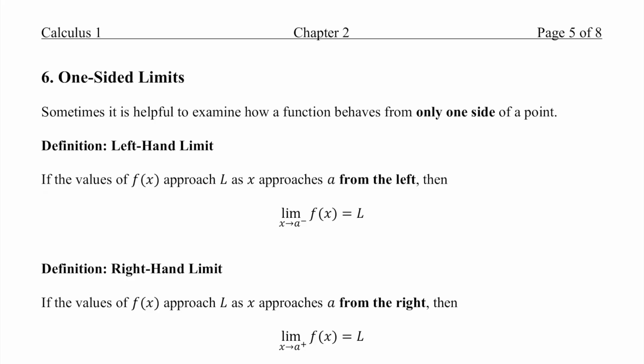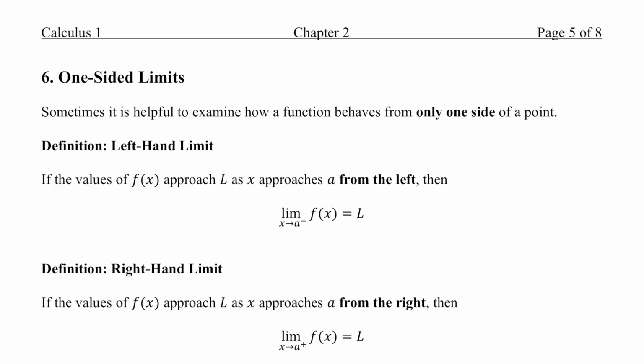First, let's define the left-hand limit. If the values of f of x approach L as x approaches a from the left, then we write a little minus sign next to a. This little minus sign means we are approaching from values less than a. So we move toward the point from the left side.